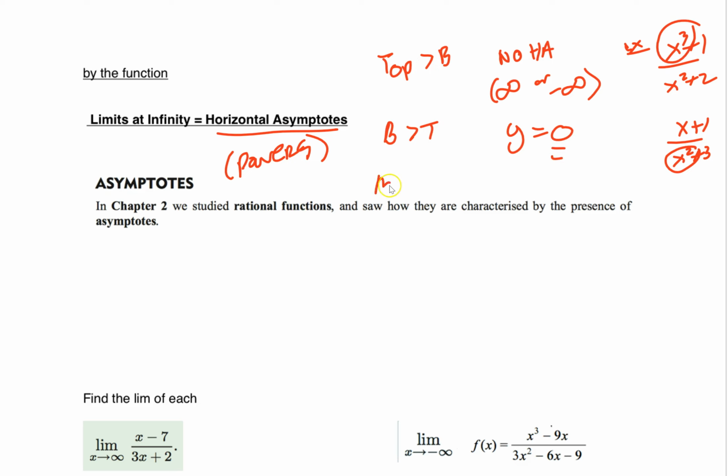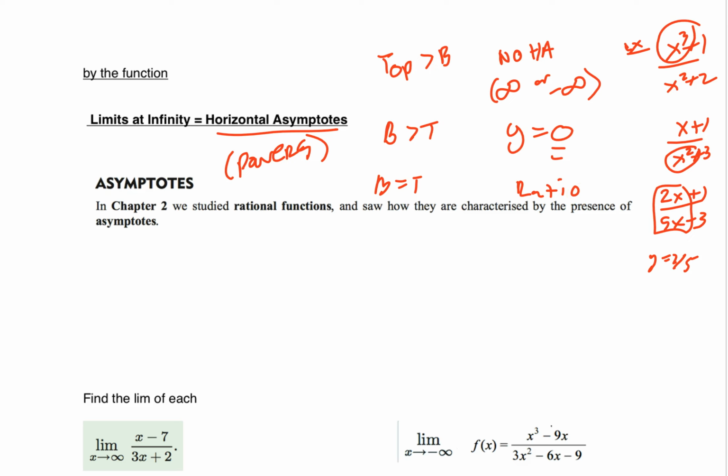And if they're the same, something like 2x plus 1 over 5x minus 3, that was the ratio of the powers. Basically, ignore everything except for the highest powers, and you take the ratio of them, so 2/5. So that's the ratio. And that's the general idea of how to do asymptotes, of how to do limits at infinity.